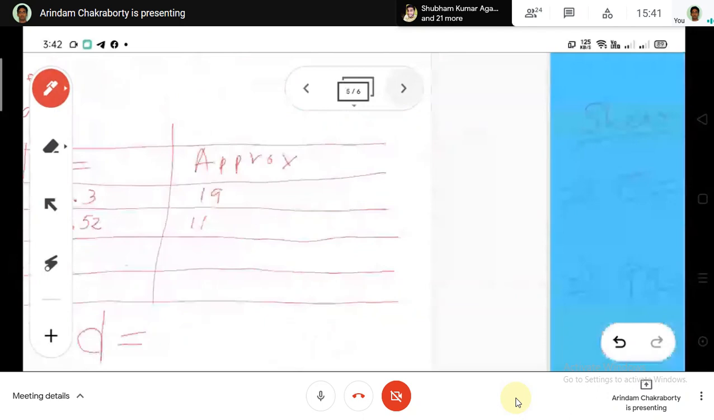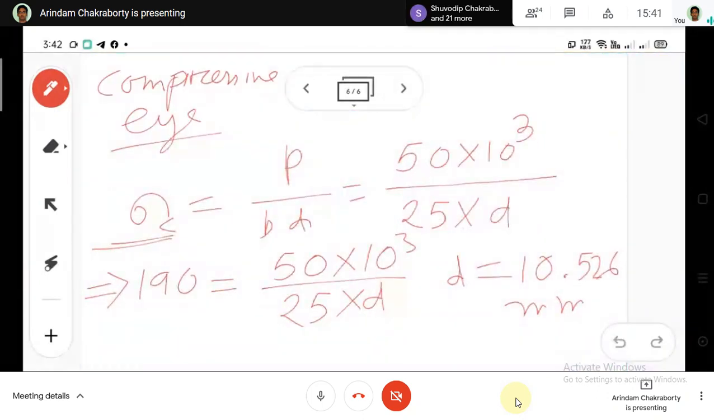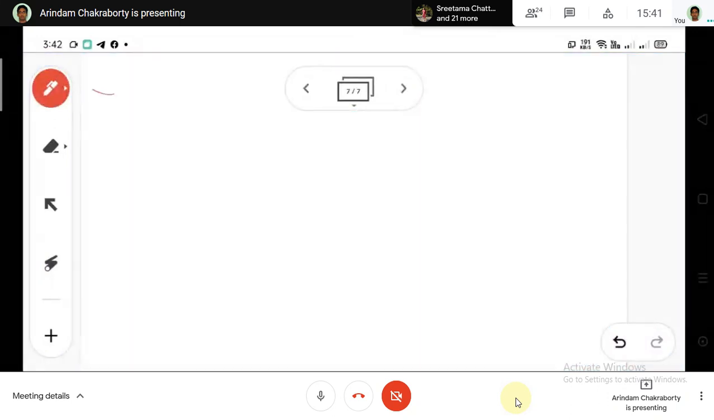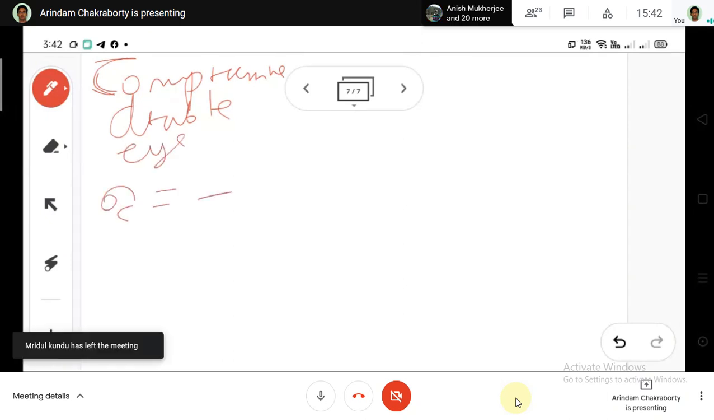Now next for the double I, the same thing. The formula will remain the same, just there will be a slight change over here. The other things will be the same. So what will be for compressive double I? You have to write all the steps and show me. What is the formula? Sigma C is equal to P by 2A into D.